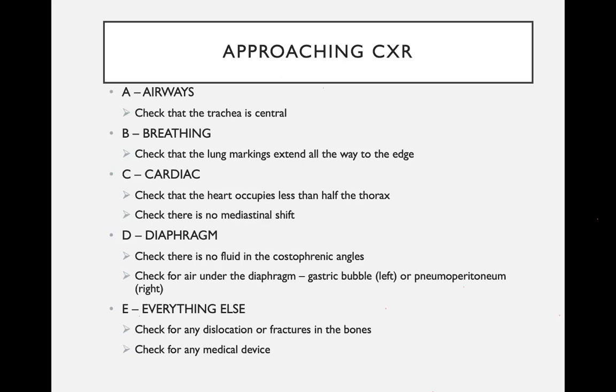And then you move on to C, which is the heart, cardiac. You make sure that the heart is not occupying more than 50% of the lung, the cardiothoracic diameter. And also check that it is not deviated to the left or to the right side. So for example, in this X-ray, the heart is not more than 50% of the diameter. It's less than that, and it's in the middle and not deviated to the right or to the left. So the heart is normal in this case.